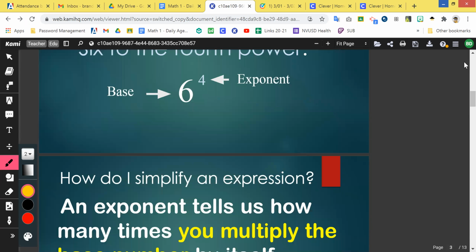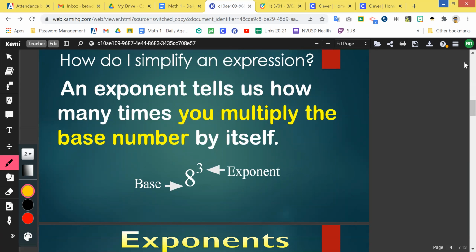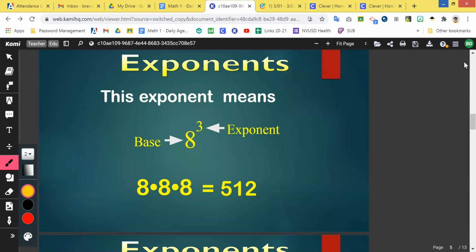Okay. Now, in order to simplify, we always have to think about what it means when we have exponents. So here, for example, I have 8 to the 3rd power. And what that means is I'm taking the number 8, which is our base, and I'm multiplying it by itself 3 times. So 8 times 8 times 8. And then when you have a numerical base, you can get an answer for that. So 8 cubed or 8 to the 3rd power is 8 times 8 times 8, and that gives us 512.